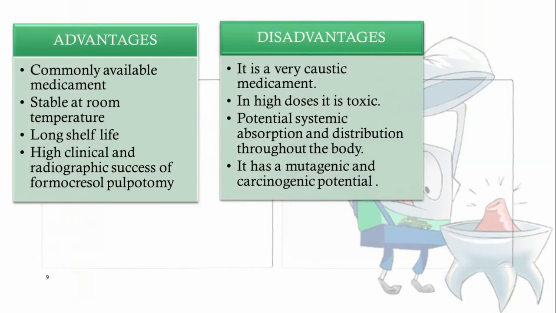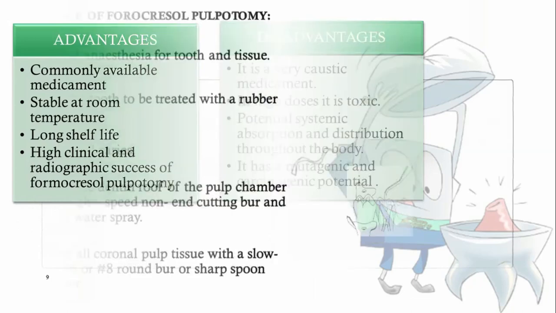So let's see its advantages and disadvantages. The advantages include that it is a commonly used and available medicament, stable at room temperature, with a long shelf life, and high clinical and radiographic success of formocresol pulpotomy. Disadvantages include that it is a very caustic medicament, and if you use it in high doses it is toxic. It causes potential systemic absorption and distribution throughout the body. It has mutagenic as well as carcinogenic potential.